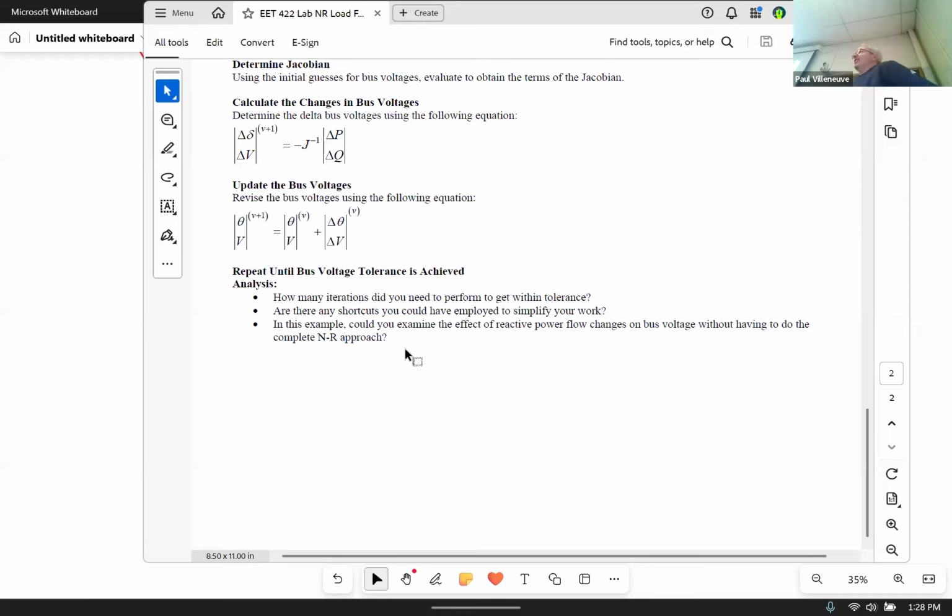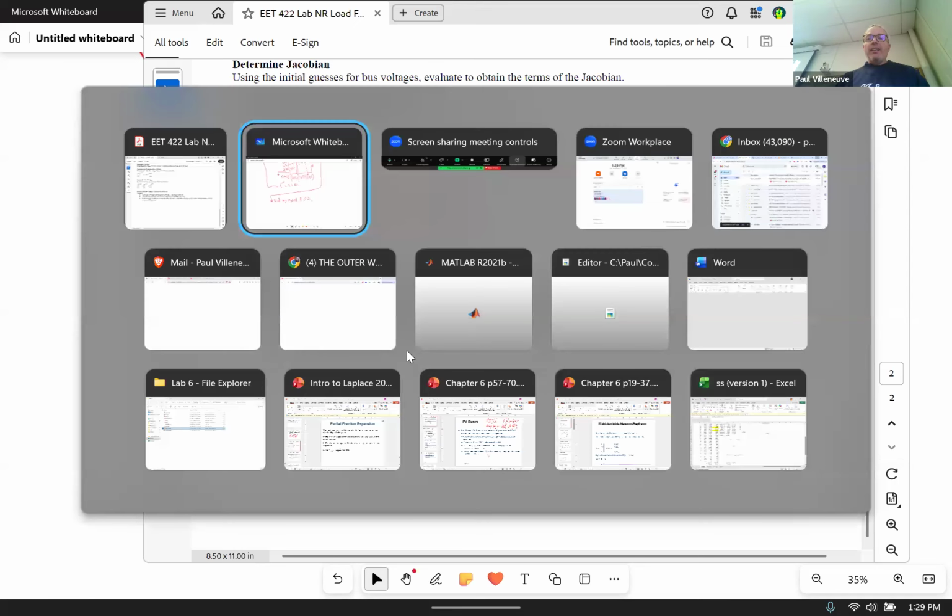Do you remember how we looked in class last time and we just focused on the Jacobian and using those partition matrices to do it really fast, that super fast approach? That might be the way you simplify your work. It might take a lot more iterations, but you might be able to get close enough doing it. It just depends on your system. And then, can you examine the effect of reactive power flow on bus voltage without completely redoing the Newton-Raphson approach? Remember we talked about sensitivities and how sensitive a reactive power flow is to a voltage? That's told to you by the Jacobian. So you should be able to do that.